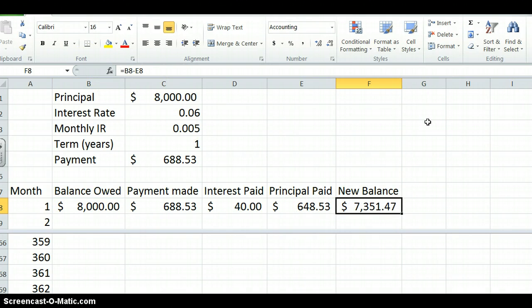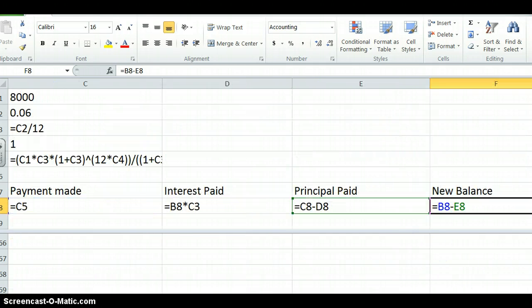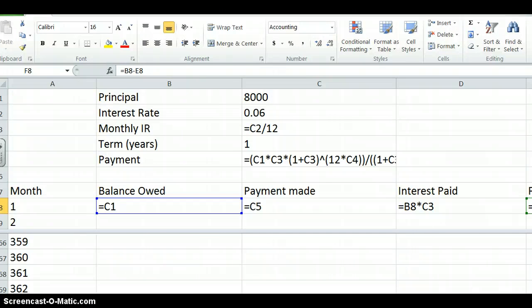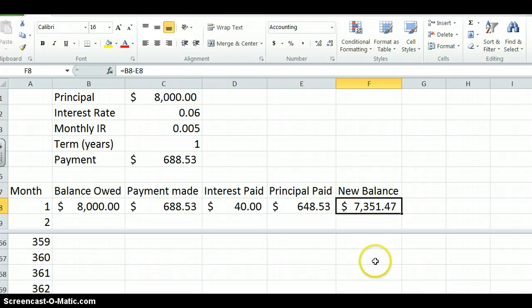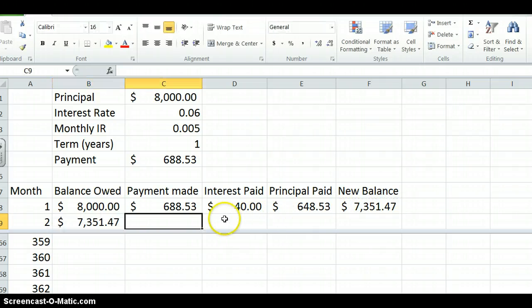Okay, if we need to review that, here's all the formulas. They're spread out a little bit, but that gives you an idea of what we have. All right, now what do I do? Well, this balance is going to go shifted over here. So this is going to be equal to this cell, and then I can do the payment made. The payment made will always be the same.